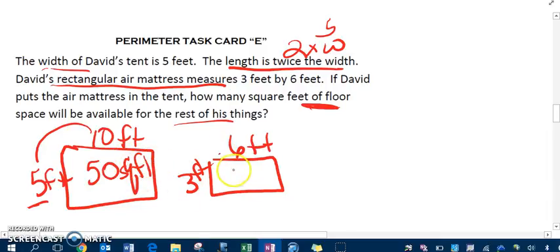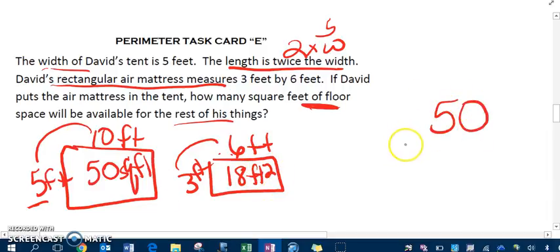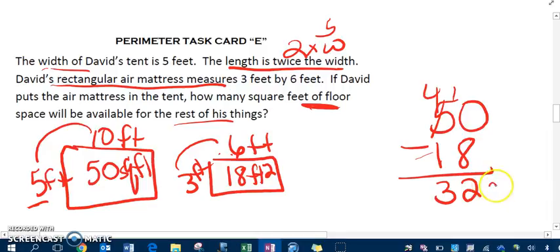And what would be the area that the air mattress would cover? 3 times 6, which is 18 square feet. Well, if we had 50 and it was covered by 18, what would be left over? That means we have to subtract. And that gives us 32 square feet. Okay, next problem.